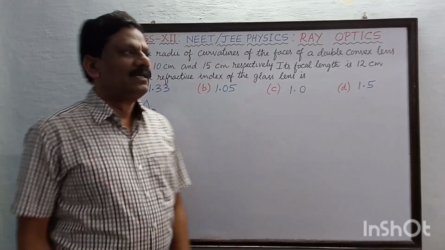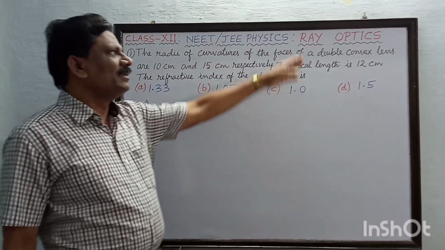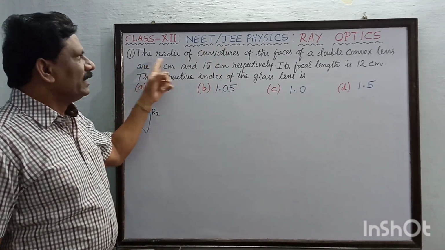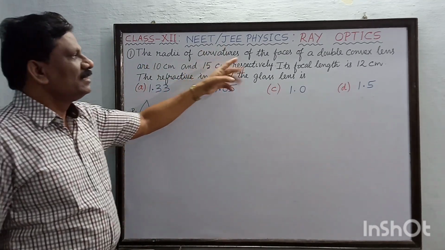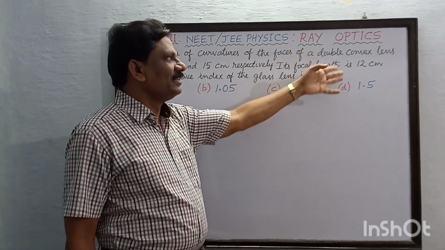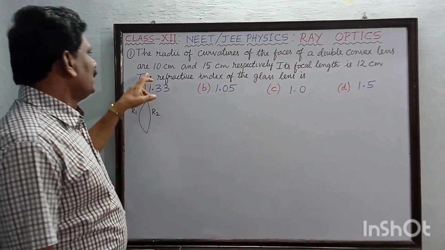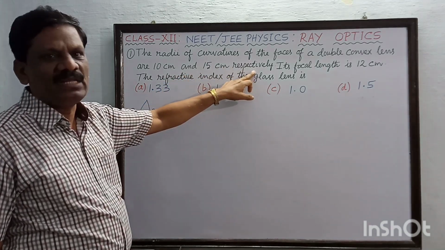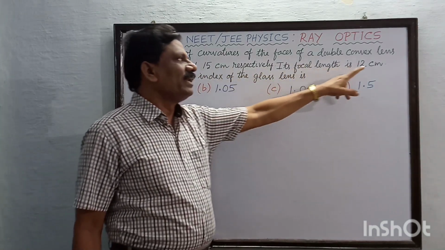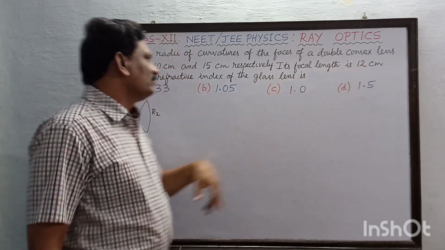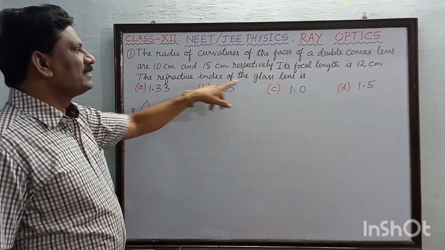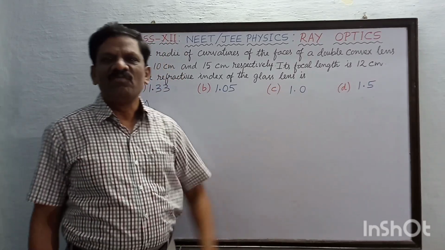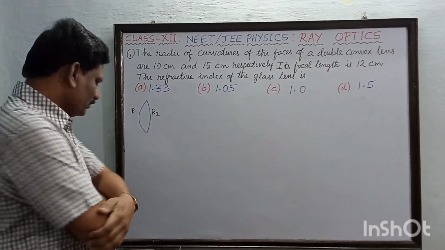Hi students. Now the first problem in ray optics for the competitive exam. The radii of curvature of the faces of a double convex lens are 10 cm and 15 cm respectively. Its focal length is 12 cm. So the refractive index of the glass lens is to be determined. One of the four options is given.